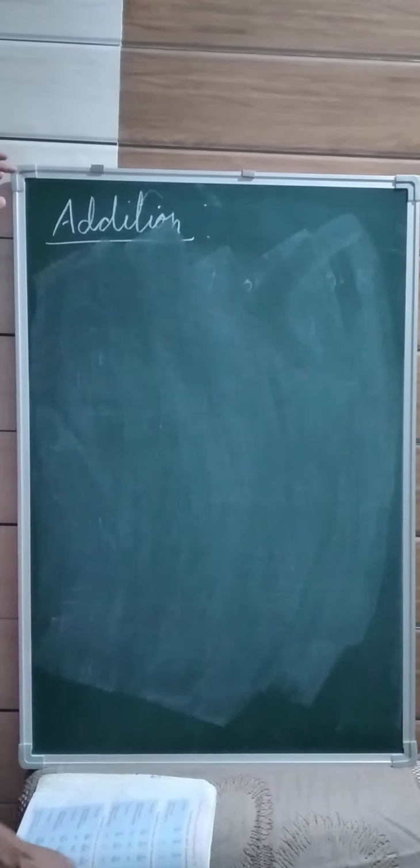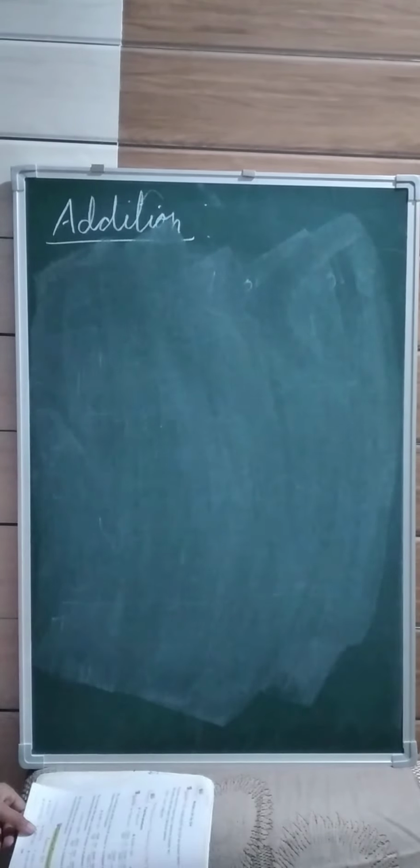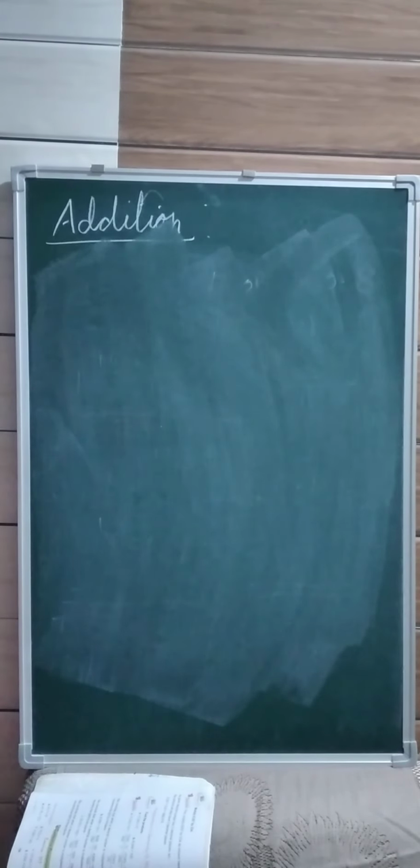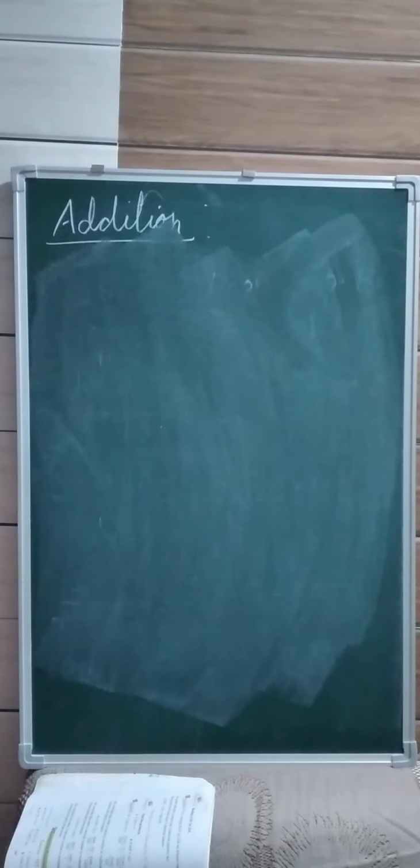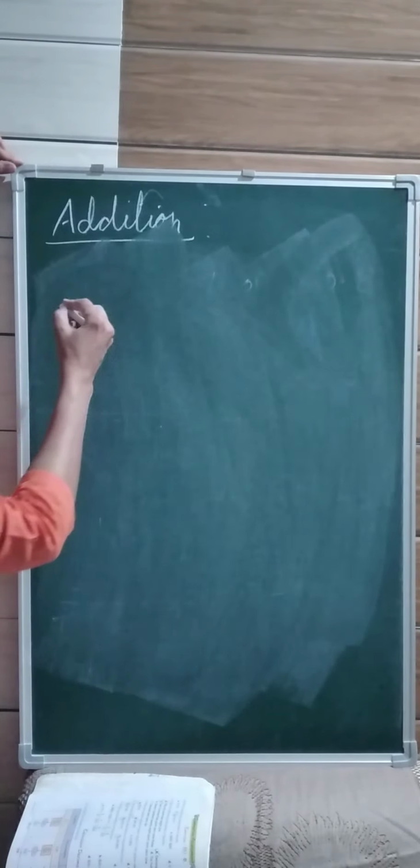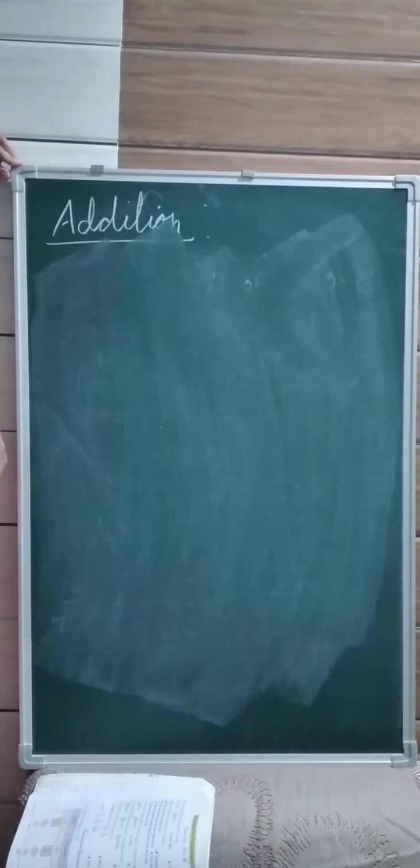Now we are doing the multiplication. How can we do the multiplication? See, first I am multiplying with tens multiples.